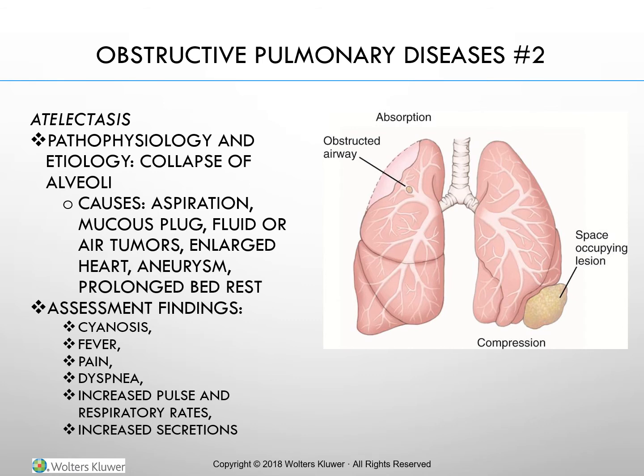Atelectasis occurs secondary to aspiration of food or vomit, a mucus plug, fluid or air in the thoracic cavity, compression on tissues by tumors, an enlarged heart, and an aneurysm or enlarged lymph nodes in the chest. Ill clients may experience atelectasis when on prolonged bed rest, when unable to breathe deeply or cough and raise secretions, or both.